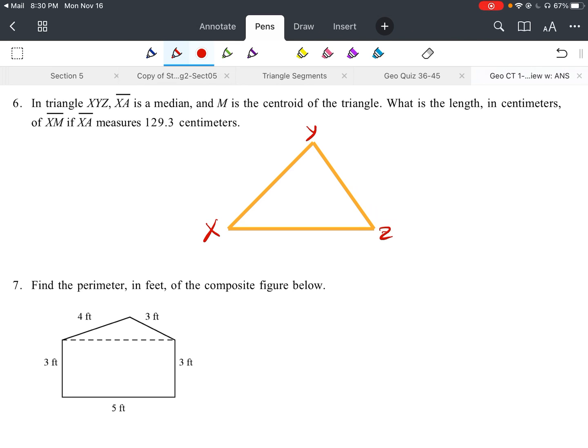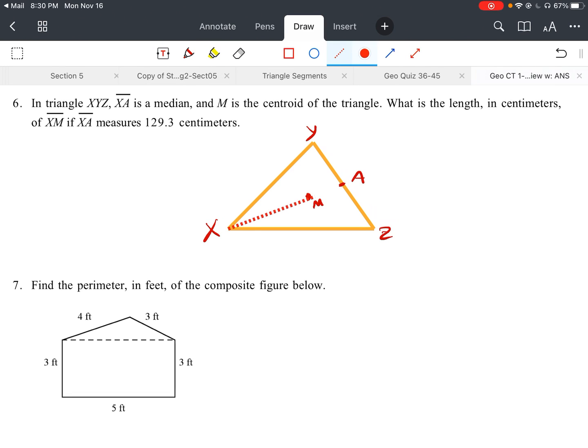Okay. Now in XYZ it says XA is a median. In other words, I got to go median. Median means cut this side in half. We'll call this point A. And M is the centroid. So M is the centroid. It's this little part here where all your medians would intersect. You could draw them in if you want to, but you don't have to. And I'll just sketch that median in so we got it. All right.